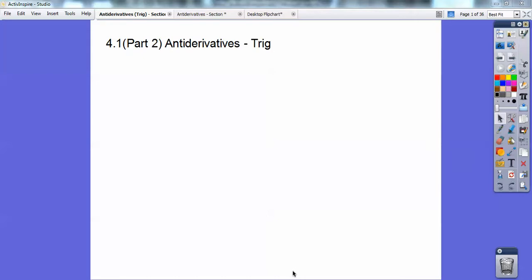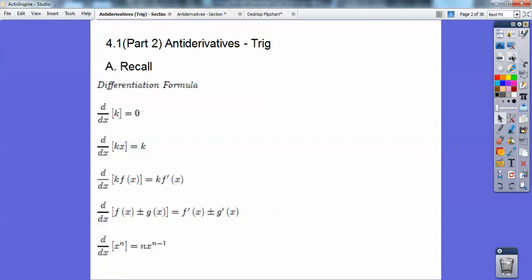Hey folks, this calculus lesson is part 2 of antiderivatives. This is the trig half right here. So remember, antiderivatives is integration. It's the opposite of differentiation, you guys. So here's our derivative formulas. The derivative of a constant equals 0.